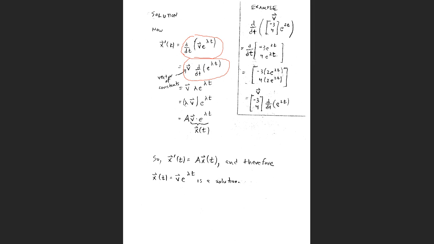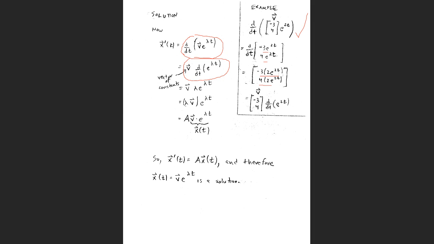But if you look here on the right, I start off with the derivative of a vector v times e to the 2t, and then e to the 2t is just a scalar. It's a function, but the function multiplies each component. And then I can write each component as you see here.